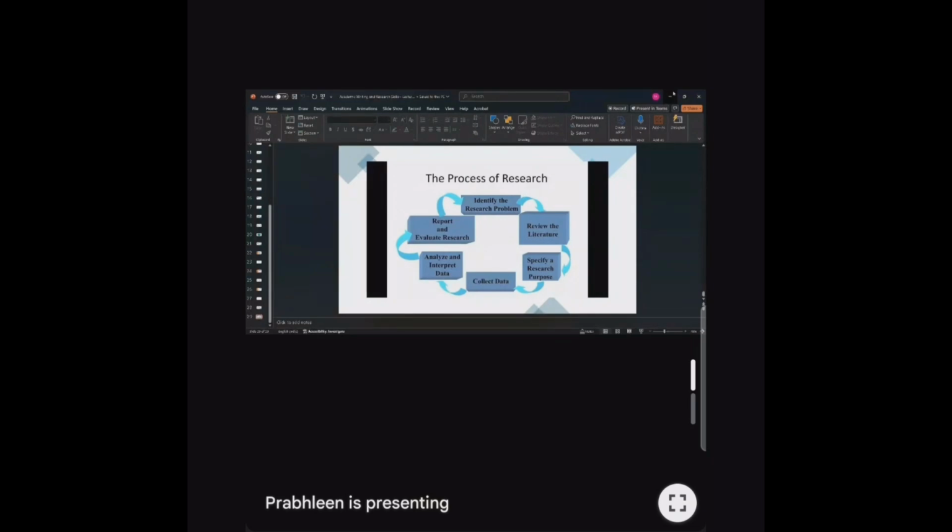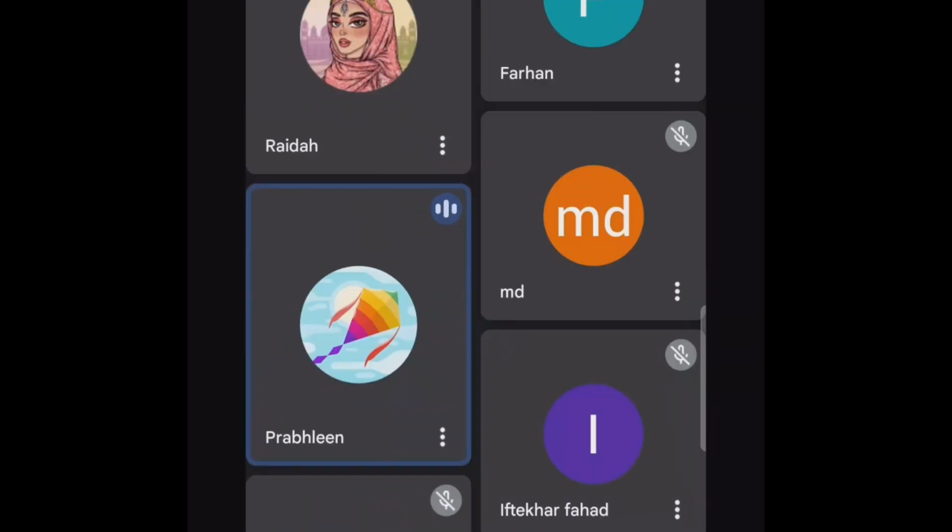Raida, anything you would like to ask? No, ma'am. Okay. I'll show you the structure of a research paper. Like how do you present a research paper? How do you communicate your idea?